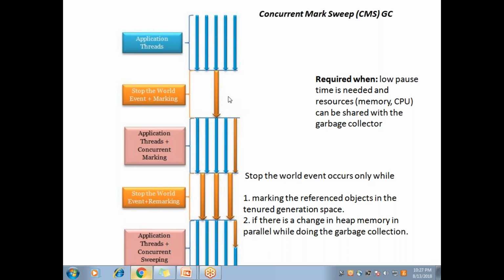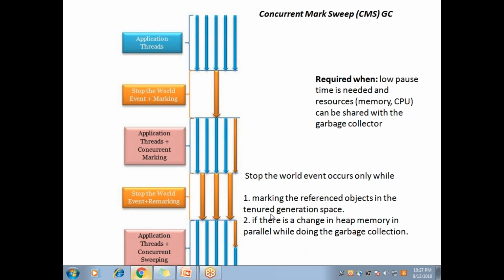But one thing you have to remember, Ajay, is when the pause time needs to be very low, then definitely concurrent mark sweep is good. Why are we calling it concurrent mark sweep? As the application is running, you are marking it as well and you're sweeping it as well. That means it is cleaning up as well. So this will happen, but only under certain conditions. Tenured is when the old generation needs to be marked.